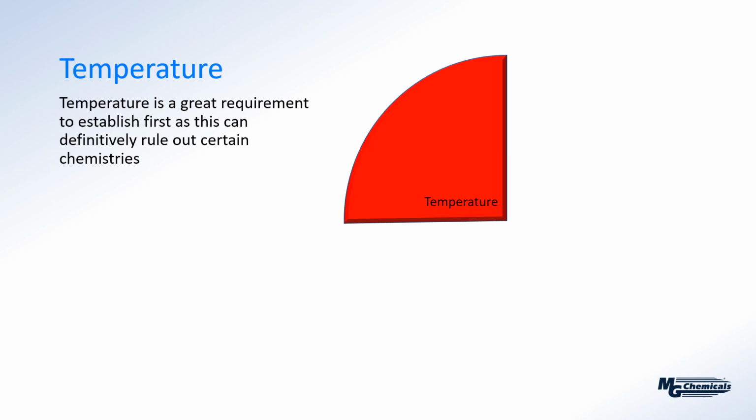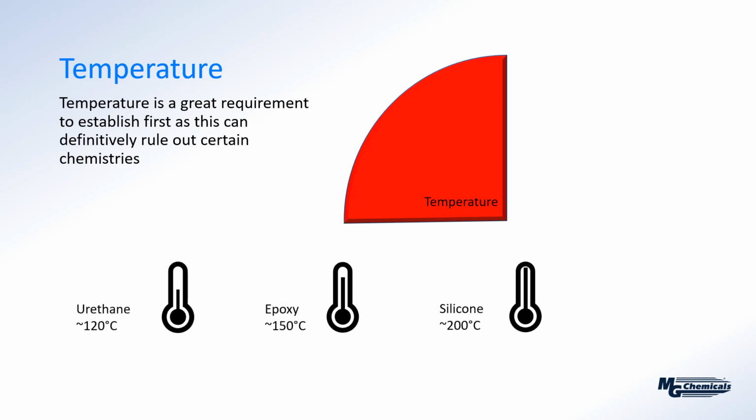It's very black and white or obvious. So you have urethanes. In terms of their upper operating temperature, they're typically good to about 120 degrees Celsius. So if your customer says, well, it's going to be operating at something above 120, we can rule that out. Epoxy, again, typically about 150, but the high temperature can handle up to over 200 degrees Celsius. So there are exceptions, of course.